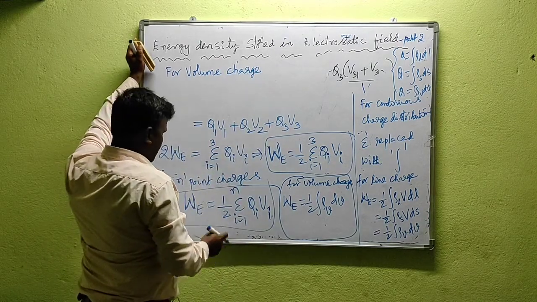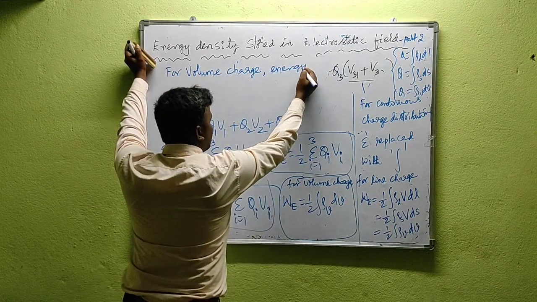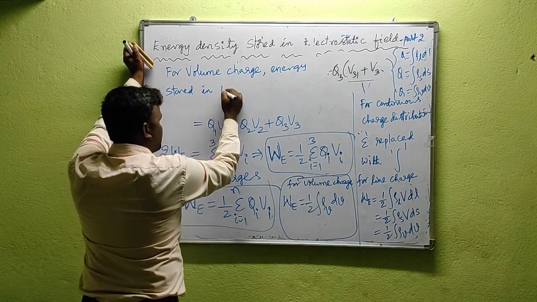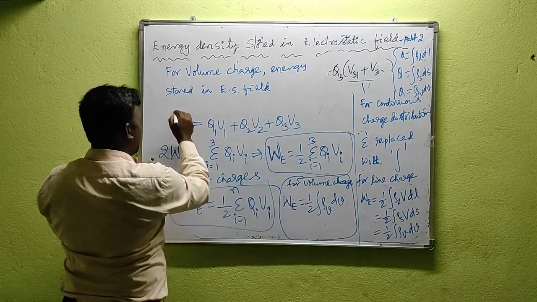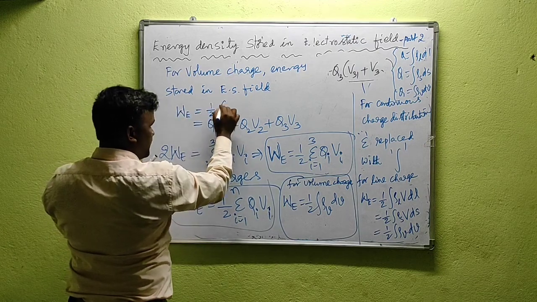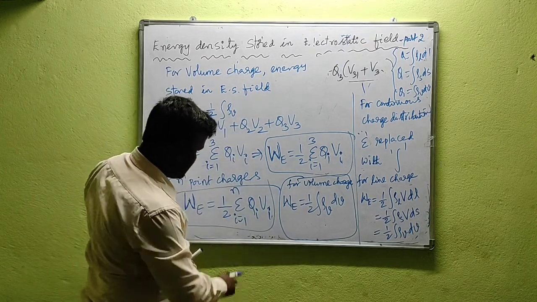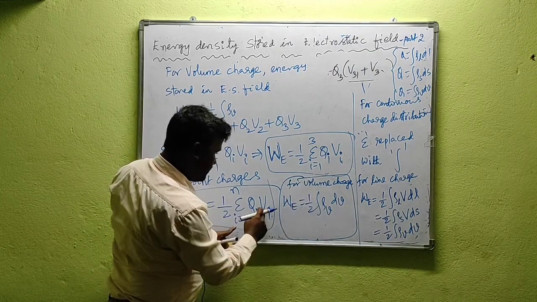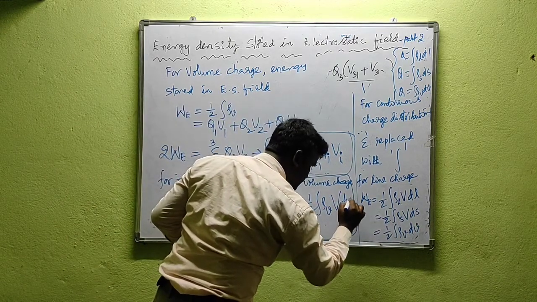For volume charge, the energy stored in electrostatic field, ES field meaning electrostatic field, is given by what? We have the expression. That is W_E equal to 1 by 2 integral rho_V V. Okay, I made one mistake here: the summation should be replaced with an integral, so 1 by 2 integral rho_V V dV, that is rho_V into V into dV.